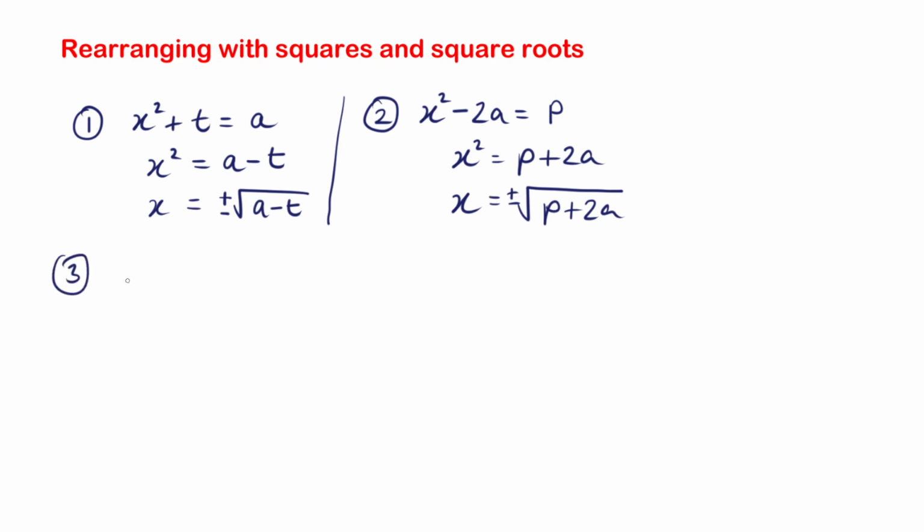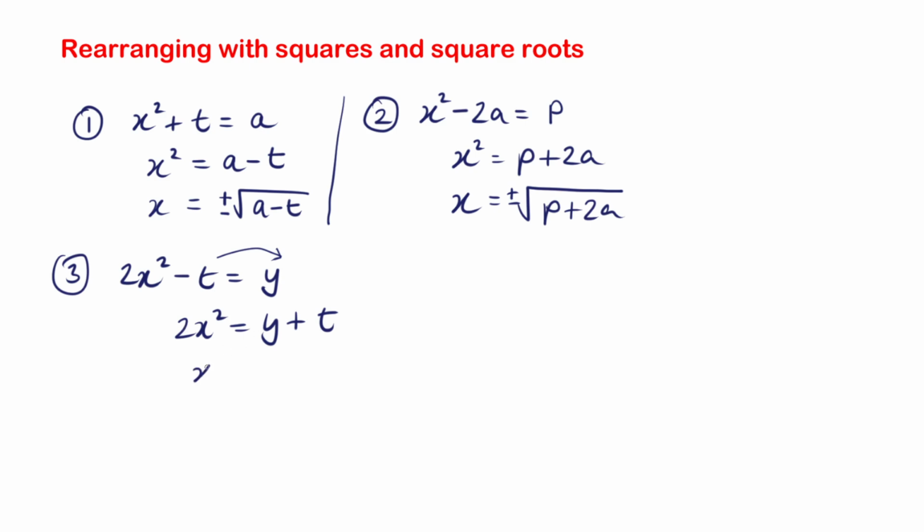Okay, slightly more complicated would be if we had 2x squared, let's say minus t equals y or something like that. So again, what we're going to do is add t to both sides. So take this to this side and add it. So we have 2x squared equals y plus t. Now be careful here, because a lot of students will say, right, I need to square root because I've got x squared. But the whole of the left-hand side is not being squared. This 2 is not being squared. So we need to take that to the other side first.